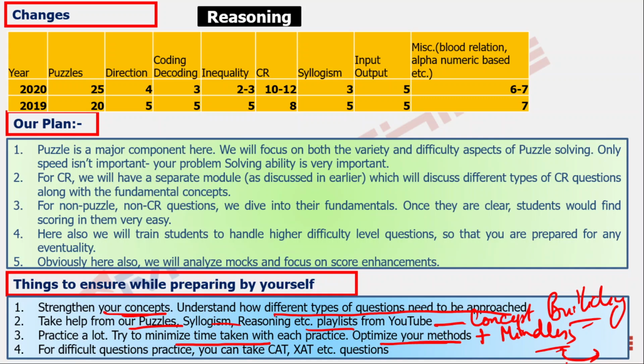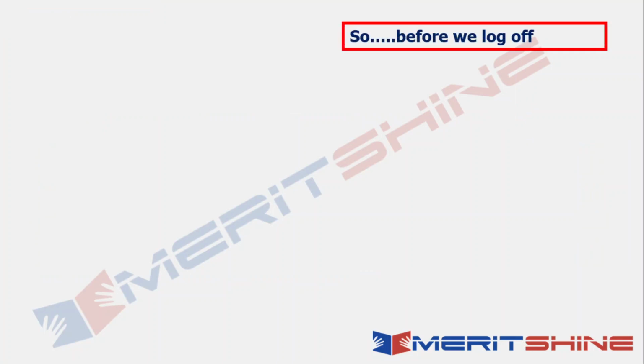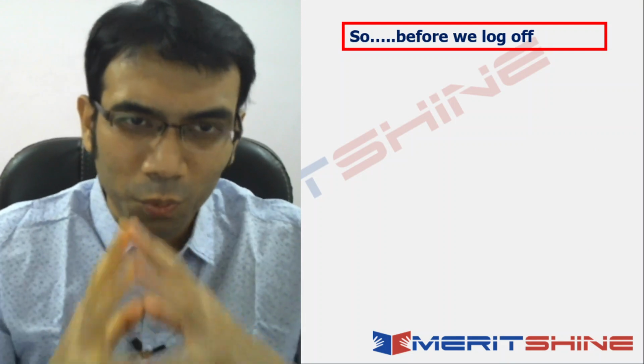Understand the concepts, have some special ways of approaching the problem solving, that's okay. But only trying to find out this shortcut for this kind of question, this shortcut for that kind of question, that's not going to work. Right? And for difficult questions, you can take CAT, XAT questions, because that would take you one level up and would ensure that you are prepared for any kind of difficulty increase if they do. Right? And that's true for Quant also. Right? Now, these were the things that you need to do.